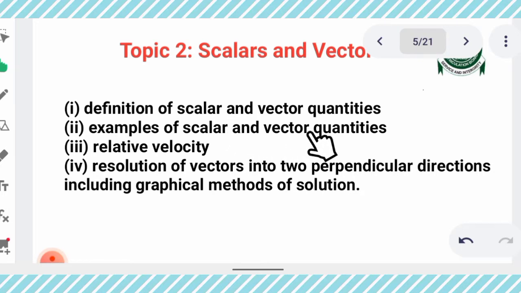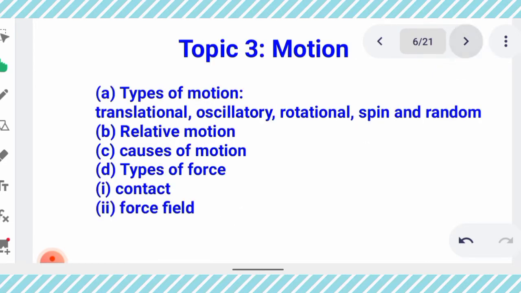Then we're talking about examples of vectors: we have displacement, acceleration, velocity, and so many of them. Then here is relative velocity, followed by resolution of a vector into two perpendicular directions. Here you just have to possess a little knowledge of the trick and graphical method. So let's move further. Here we talk of motion.